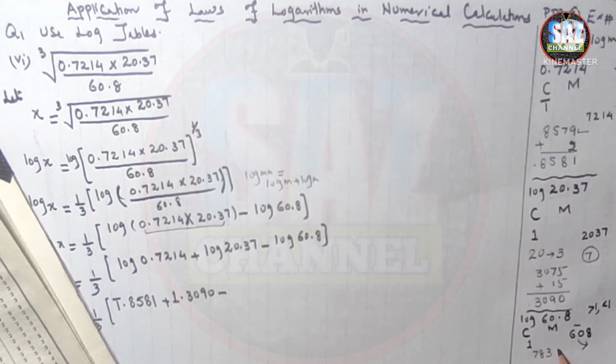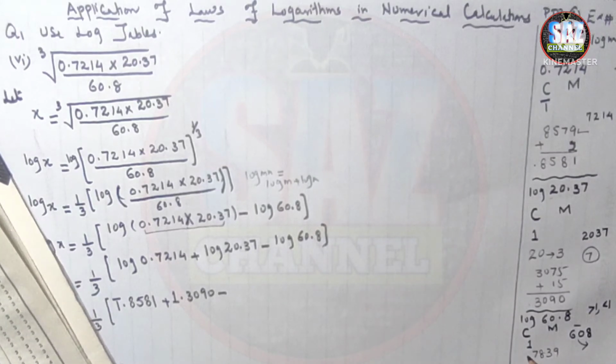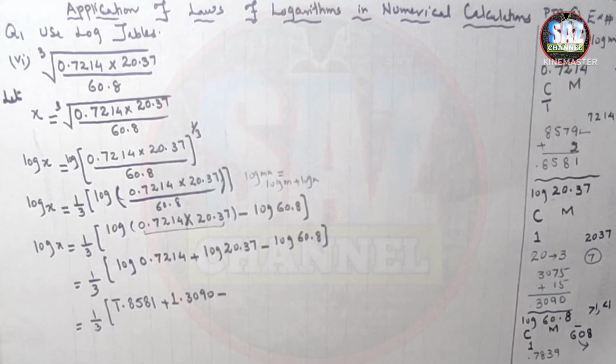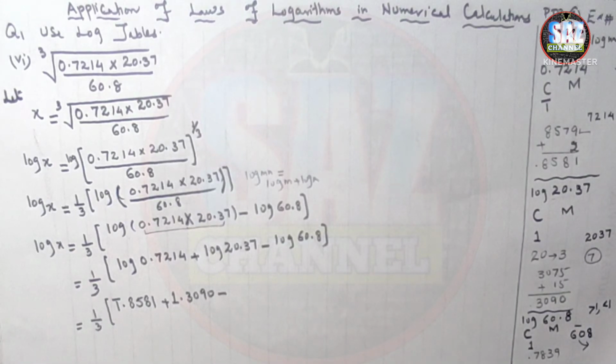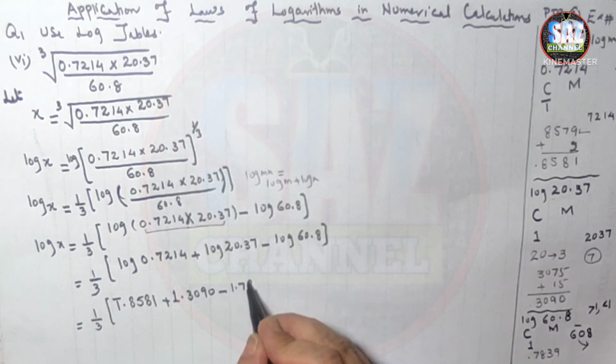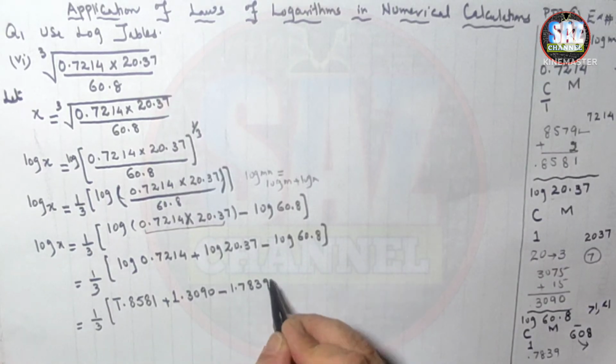78, 39, and as I have to write the mantissa in decimal form, I have to write it 1.7839. Students, I'm going really slow.